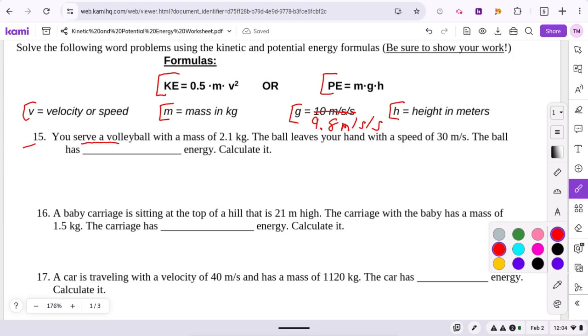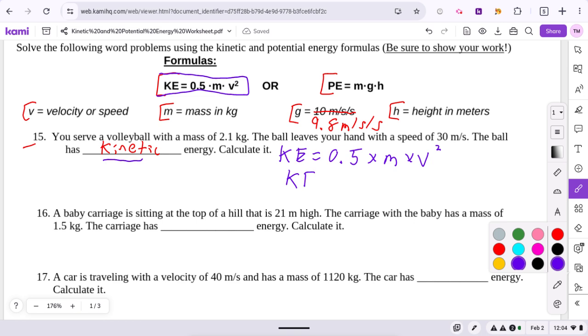So, if you're serving a volleyball, that means the volleyball is in motion. You served it. That means it's going to have kinetic energy. So, once you know what type of energy it is, then you use the proper equation. For example, this is kinetic energy, so I'm going to use this equation here. Kinetic energy equals 0.5 times the mass times the velocity squared. So we're going to fill in with the proper numbers.